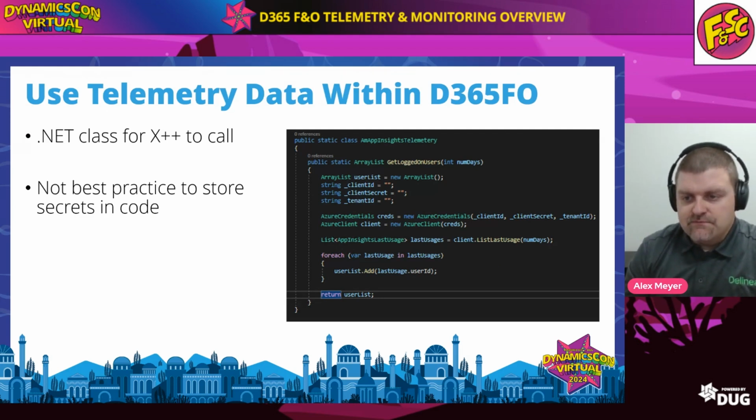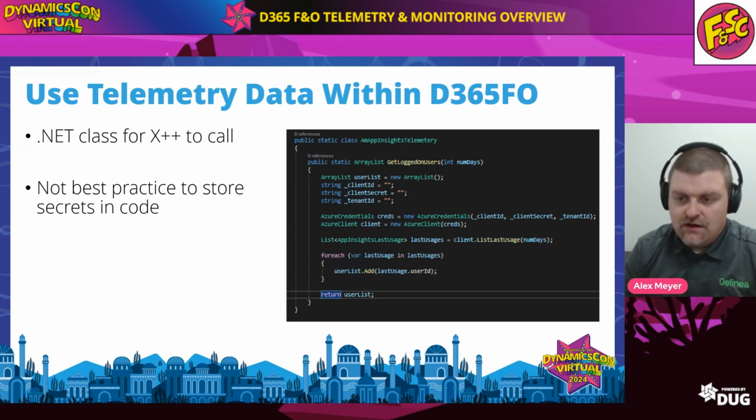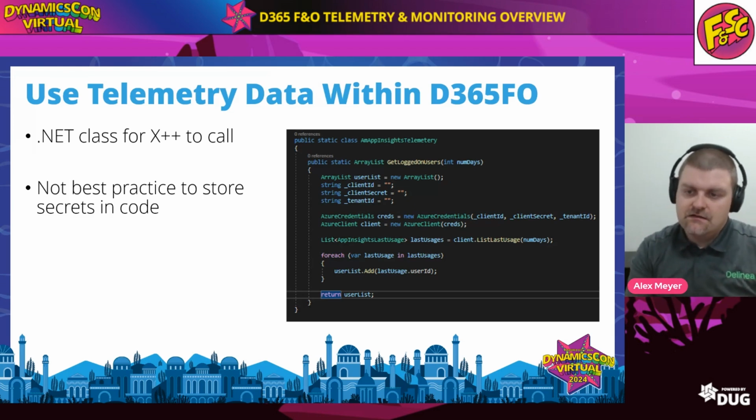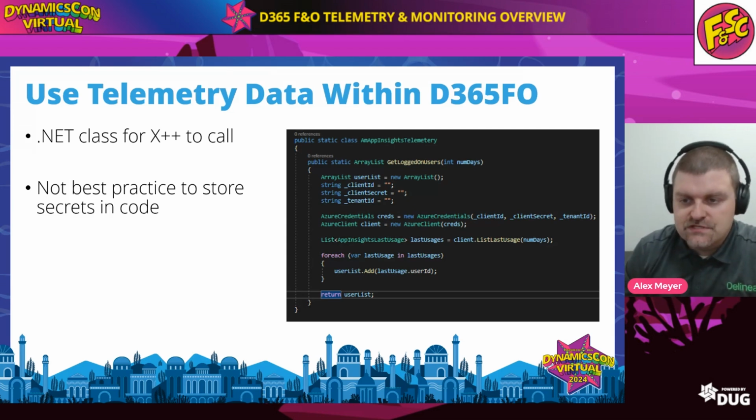I've found that it's much easier to do these types of calls from a .NET class, because you then get all of the NuGet goodies, the pre-built packages from Microsoft and all of that. So it's much easier to have a .NET project within your X++ solution to make these types of calls. In the example we're going to walk through today, I slightly took a shortcut where I'm storing the client ID and secret in code, which obviously is not best practice, but I just wanted to show what this would look like.